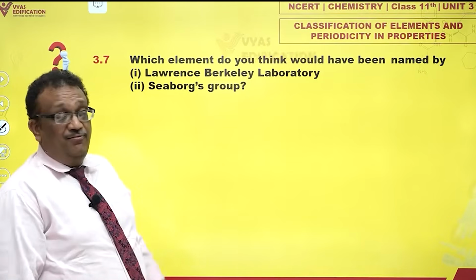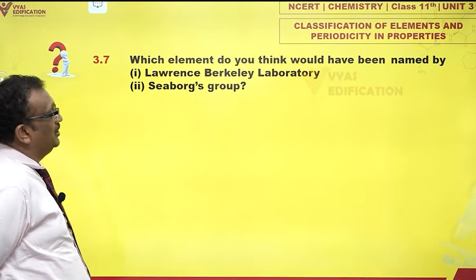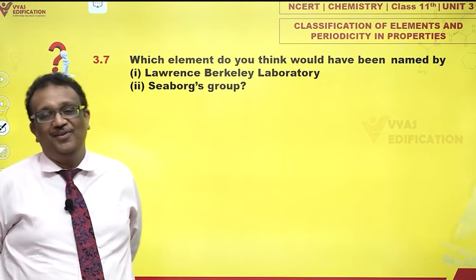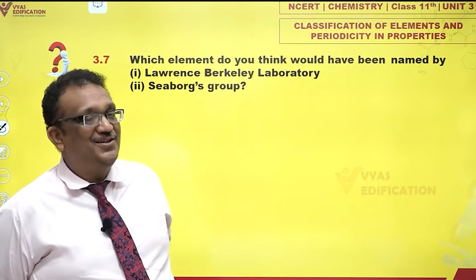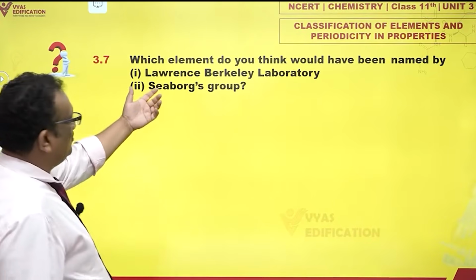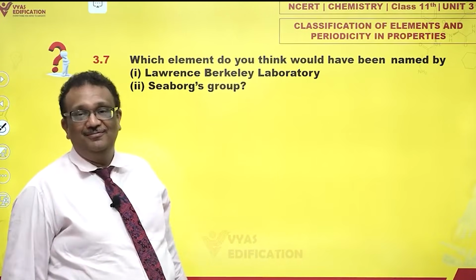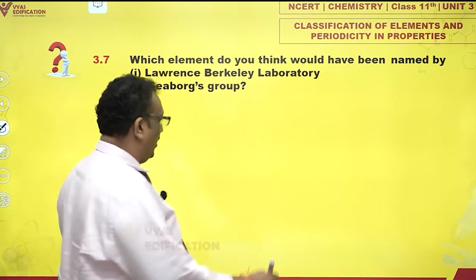Which element do you think would have been named by Lawrence Berkeley Laboratory and Seaborg's group? The name itself reveals it all. Lawrence Berkeley Laboratory, lawrencium. Lawrencium, atomic number 103.